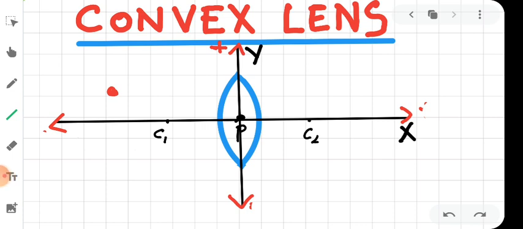So now you have learned about the parallel one. You learned about the ray which was the most important one, which was the ray which runs parallel to the principal axis. The second ray that you're going to consider is the ray which goes through the pole. So any ray which passes through the pole goes undeviated. So that is the second ray.